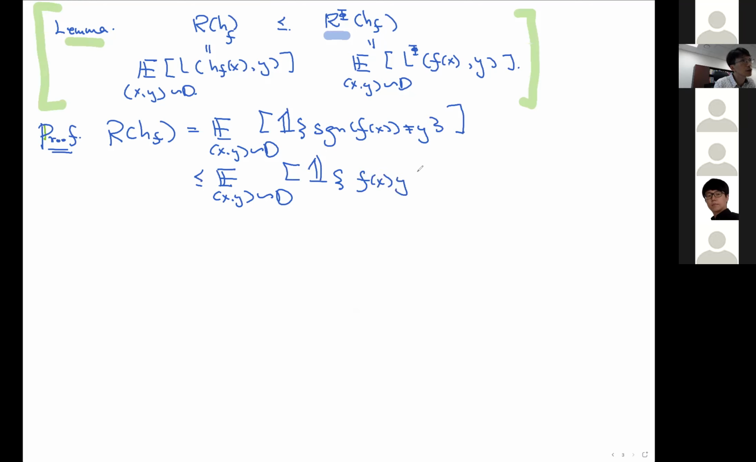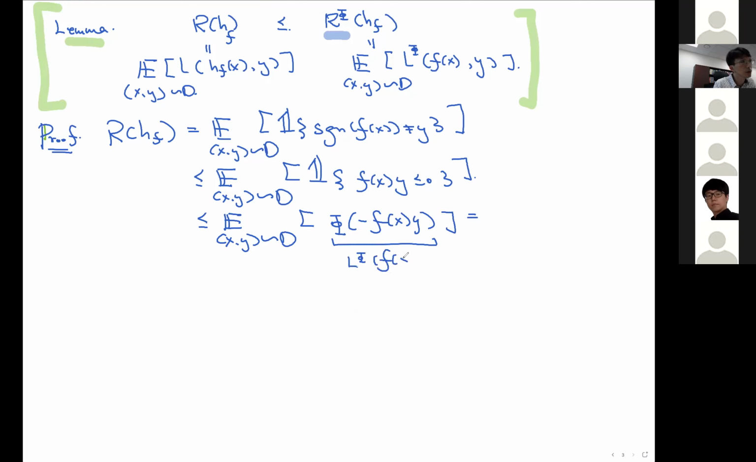F of X, Y is not positive. Indicate the function which has a value 1 when f of X times Y is not positive. Then that's bounded by the third property of function phi of minus xy, and this part is exactly the same as the loss of h. So essentially the proof is the same.